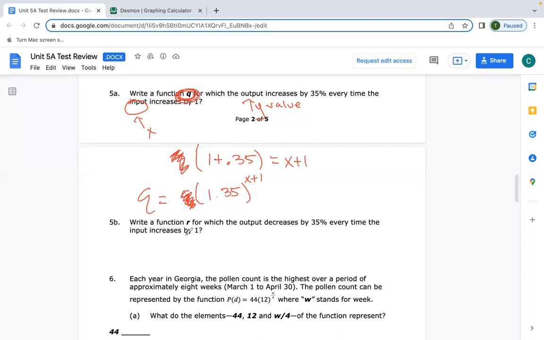So thinking about this next one, it says R, for which the output decreases by 35% every time, and the input increases by 1. So we've got 1 minus 0.35, and we're going to increase by 1 each time, right? And we're going to call this R. Okay, so what's 1 minus 0.35? 0.65. There we go, 0.65. And we're going to raise that to the X plus 1.